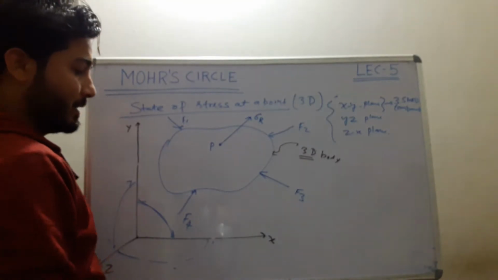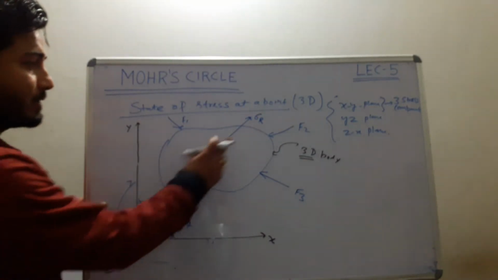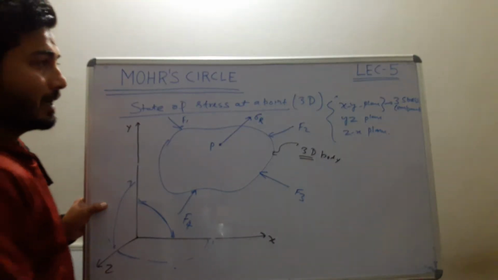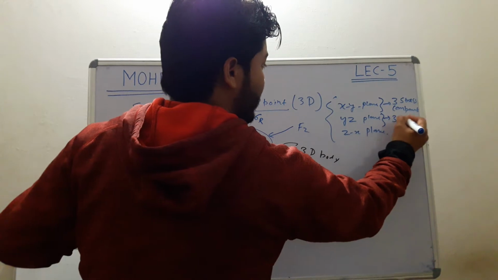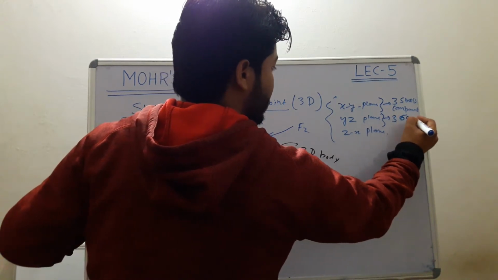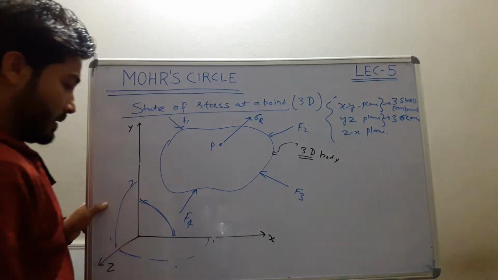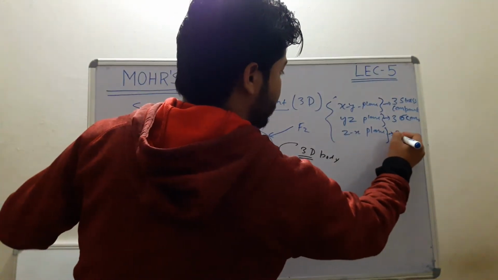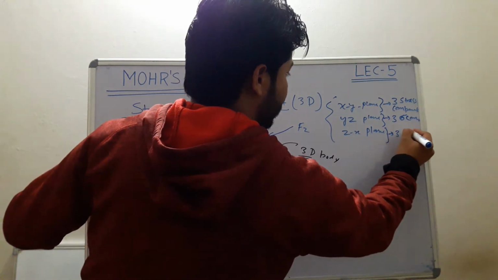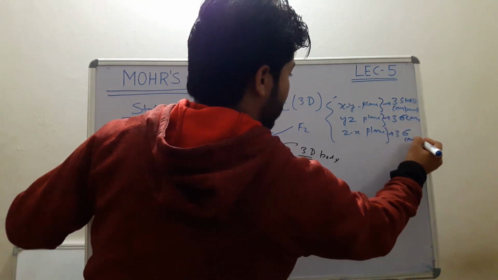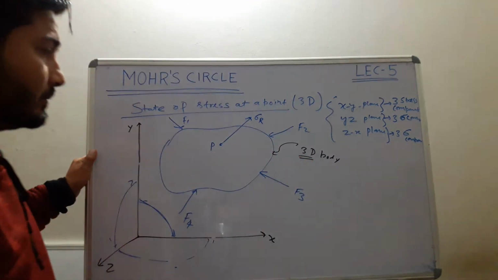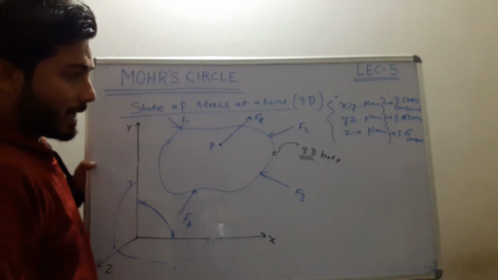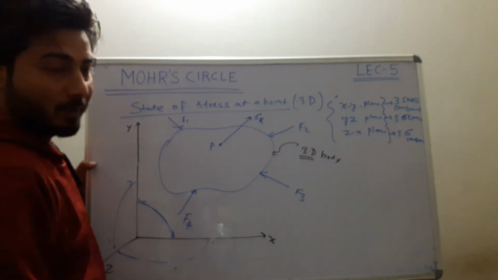Similarly for yz plane, if we are resolving, the components of this sigma resultant will give another three stress components, and for zx plane there will be another three stress components. So what will actually be the orientation of these three components?